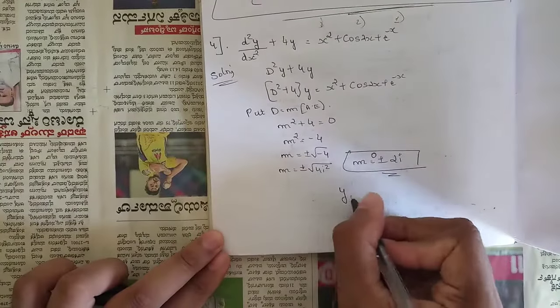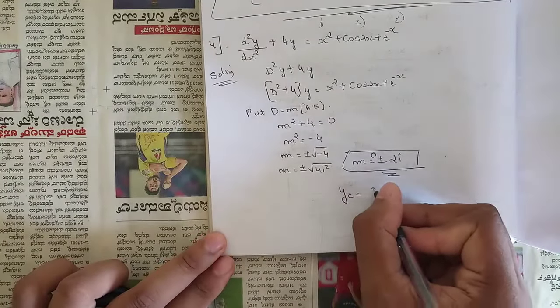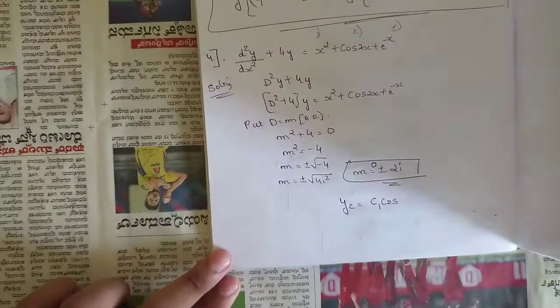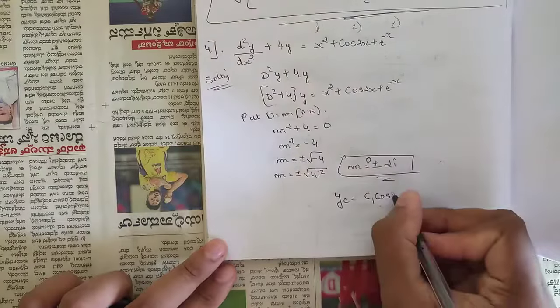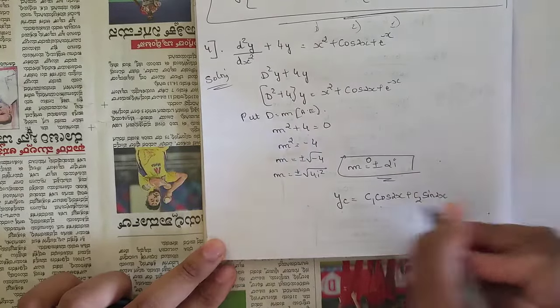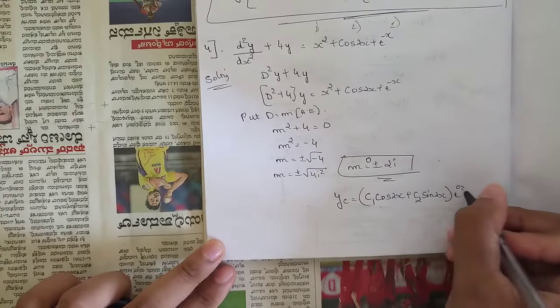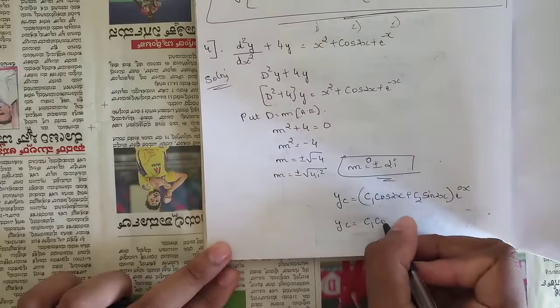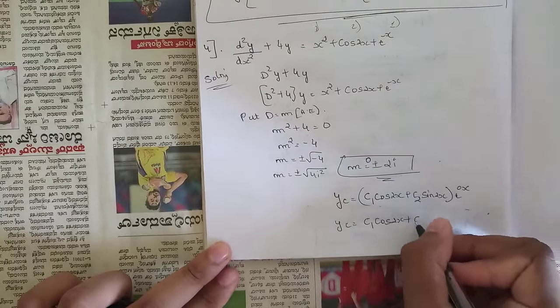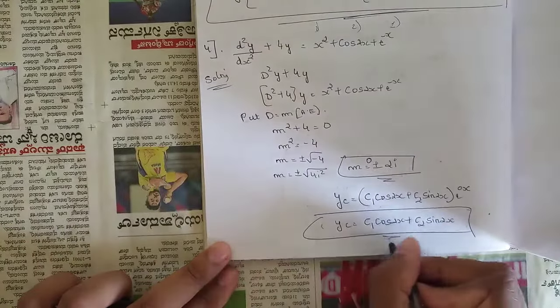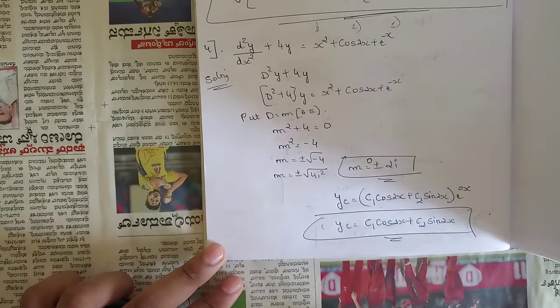So we can write the complementary function as c1 cos 2x + c2 sin 2x into e^(0x), right? That is equal to 1, right? So the answer we get is c1 cos 2x + c2 sin 2x. So this is your complementary function. So now we'll find the particular integral one by one.